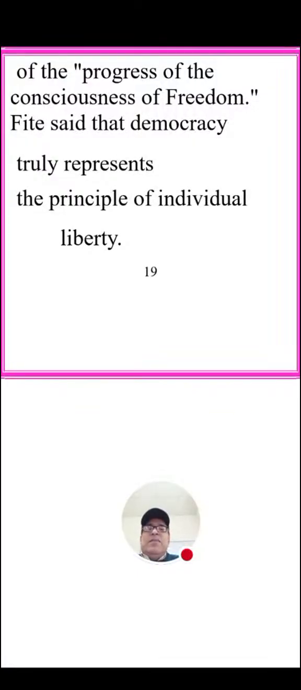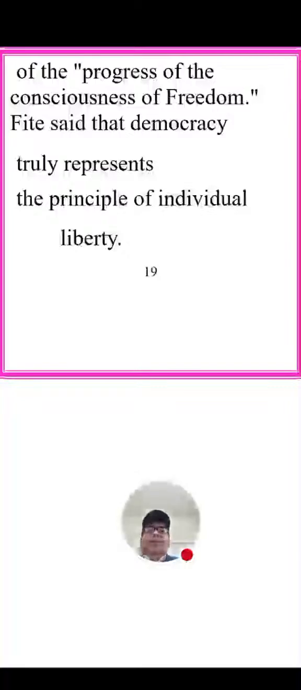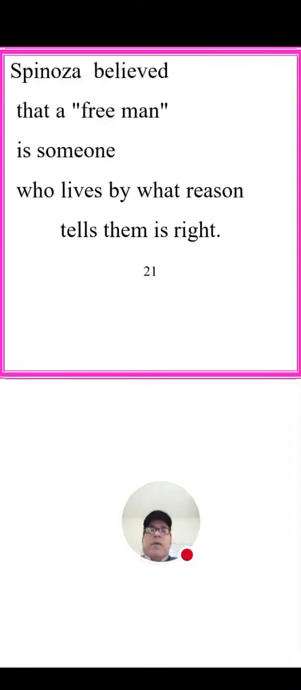Fichte is another philosopher. Fichte said that democracy truly represents the principle of individual liberty. Spinoza believed that a free man is someone who lives by what reason tells them is right.